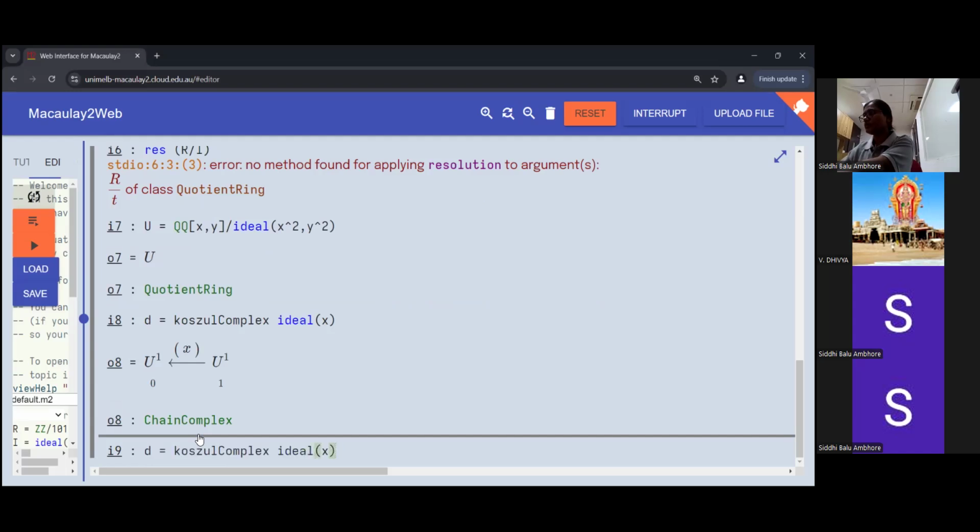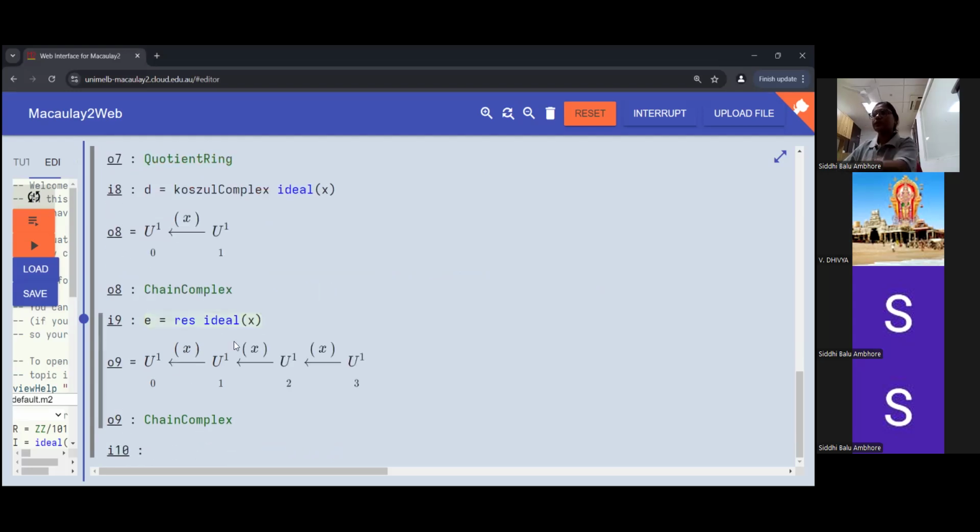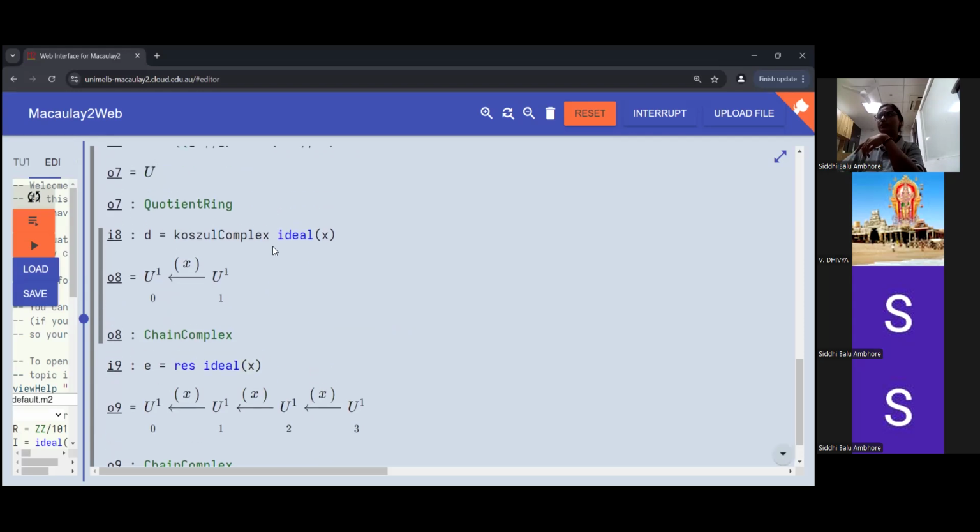And if I calculate the resolution for this ideal, it shows me this. It requires a chain of 3 elements to find the resolution in this case.